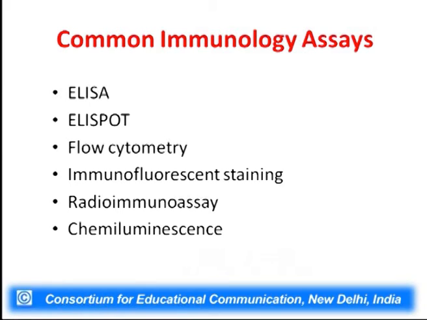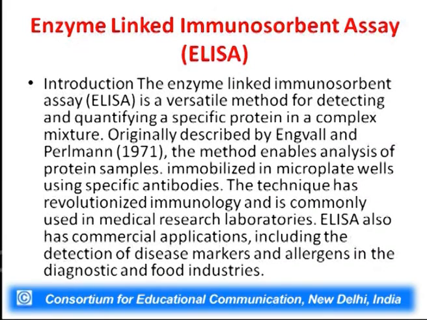So I will continue with the common immunological assays, where we have ELISA, ELISPOT, flow cytometry, immunofluorescence staining, radioimmunoassay, and chemiluminescence. But today I shall be discussing only the enzyme-linked immunosorbent assay, which is ELISA, and this is a very versatile method for detecting and quantifying a specific protein in a complex mixture.